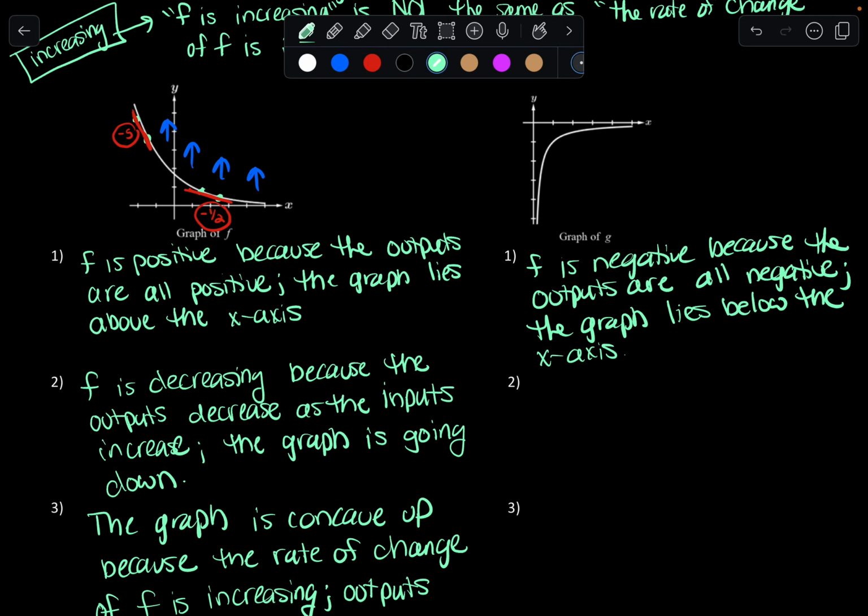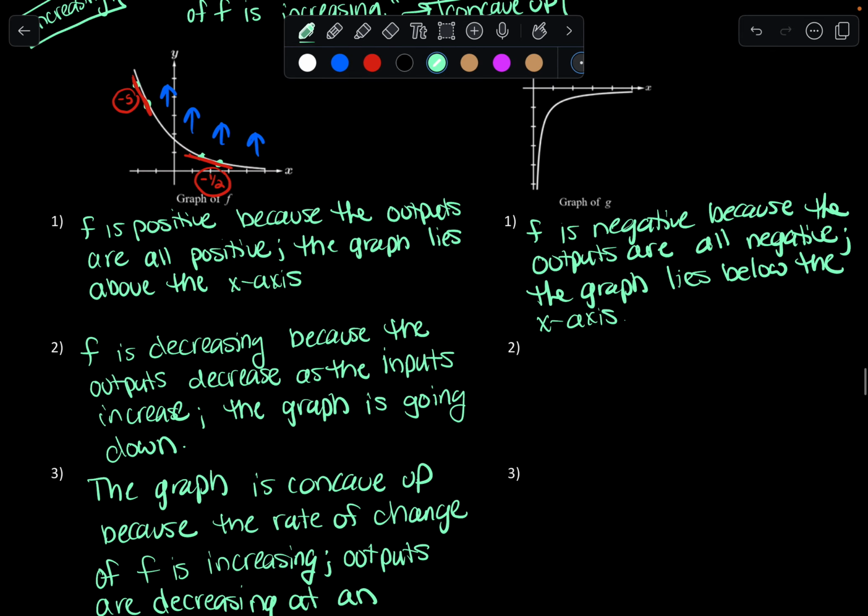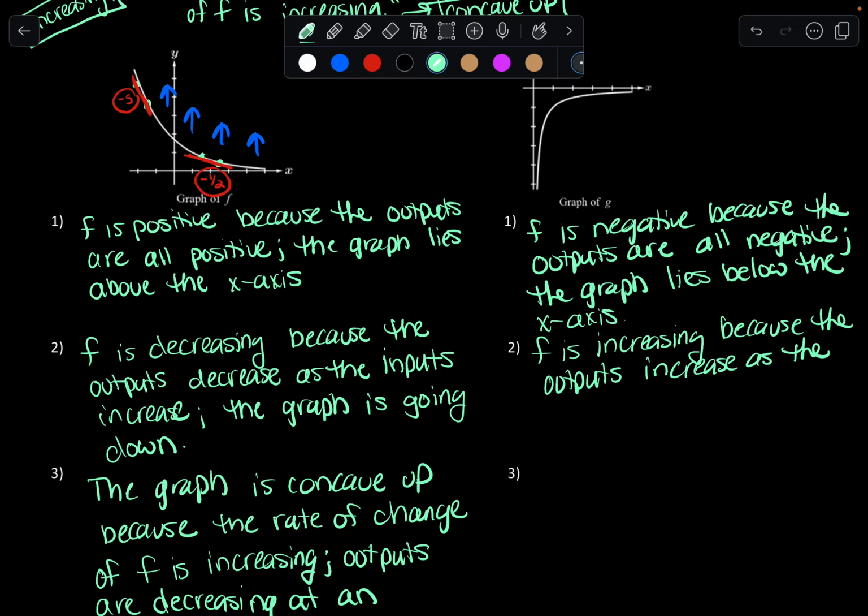All right, the next one is, is it increasing or decreasing? g is increasing because the outputs increase as the inputs increase. Or another way is the graph is going up.